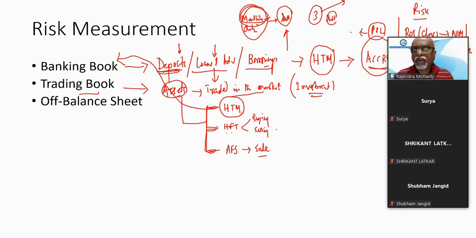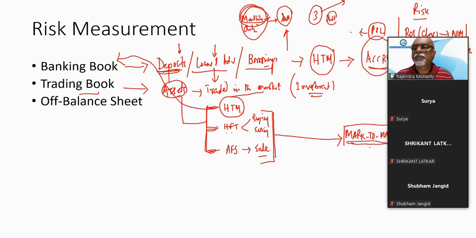Okay. So, next is what is the accounting system followed? In the HTM category, the accrual system was followed. But in the case of HFT and AFS, which are recorded in the trading book, the accounting system followed is called mark to market. Very important to remember this.